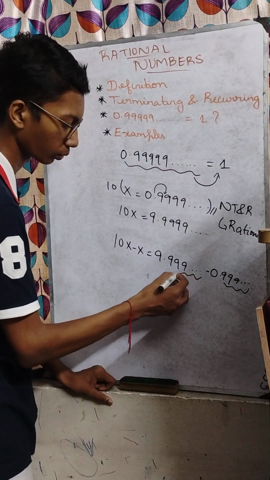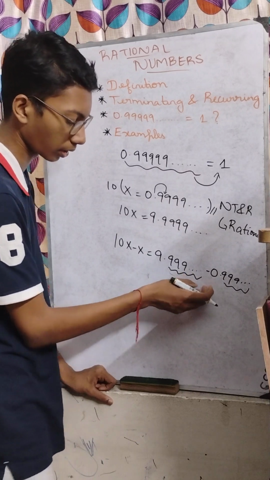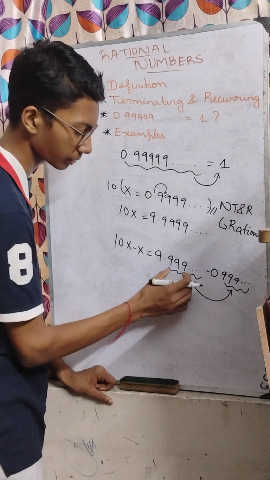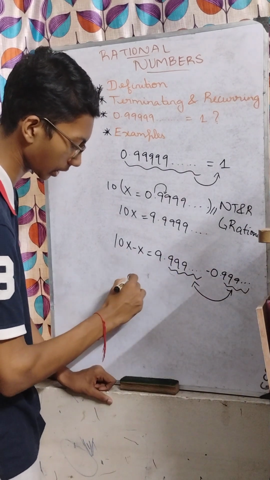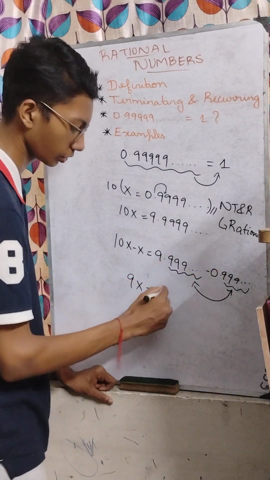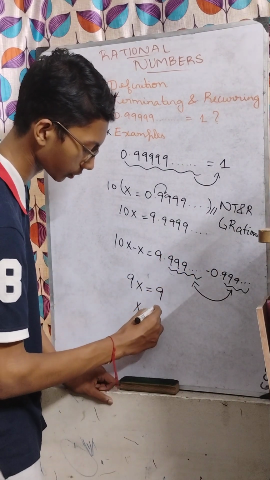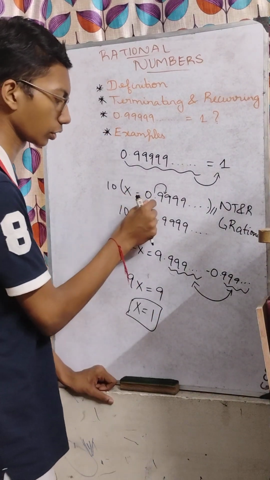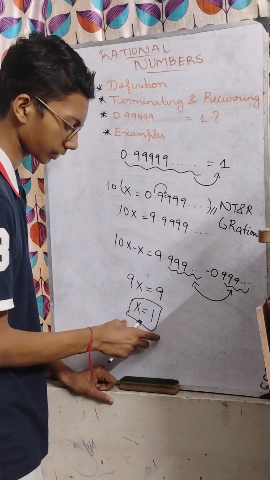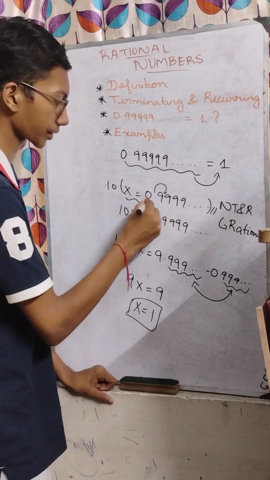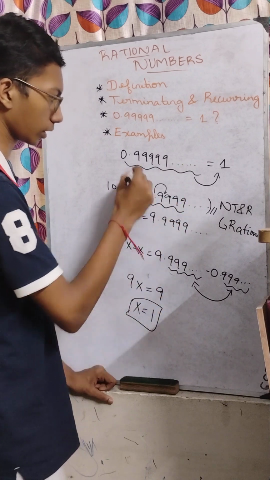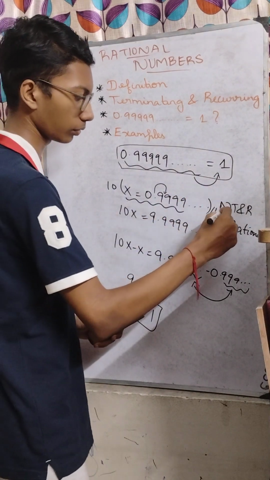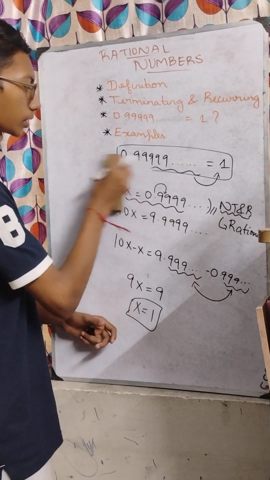These two non-terminating forms are equal because both go to infinity, so the numbers after the decimal are the same. On the left-hand side we have 9x, and on the right 9 minus 0, which gives 9. So x equals 1. But we were given x as 0.9999, and the answer we got is x equals 1. So this proves that 0.999 equals 1. This statement is actually true. You can solve this just by looking at non-terminating and recurring forms.